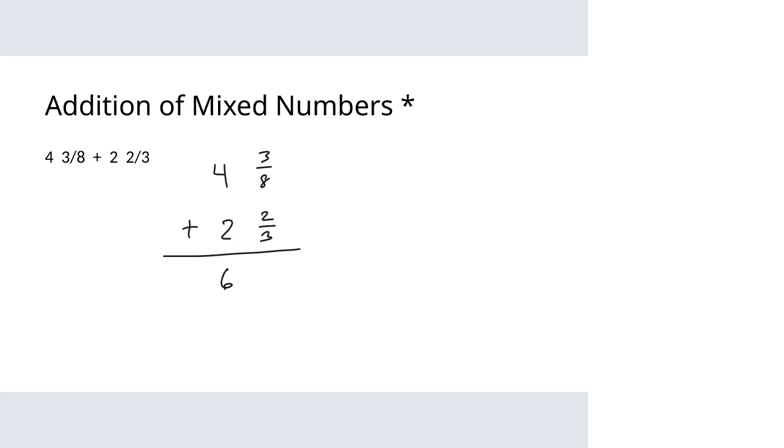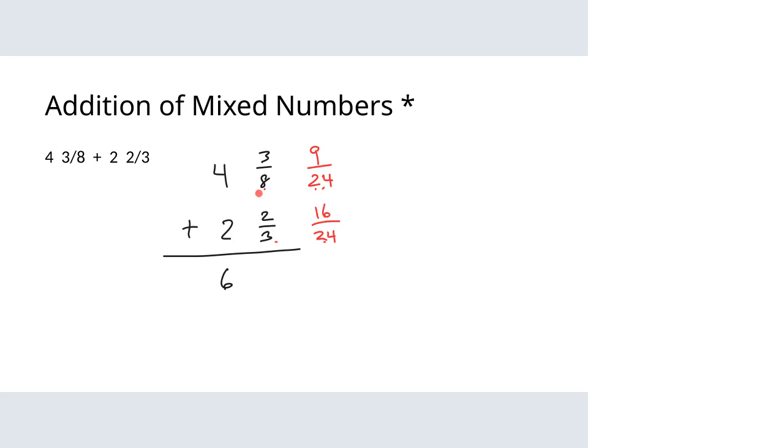And now I want to add those fractional parts, but they don't have a common denominator. For 8 and 3, I could use, let's see, 16's no good. 24 is, so we use 24. So 8 will go into 24 3 times. So if we're multiplying the denominator by 3, we have to multiply the numerator by 3. 3 will go into 24 8 times. So if we're multiplying the denominator by 8, we have to multiply the numerator by 8. 2 times 8 will give us 16.